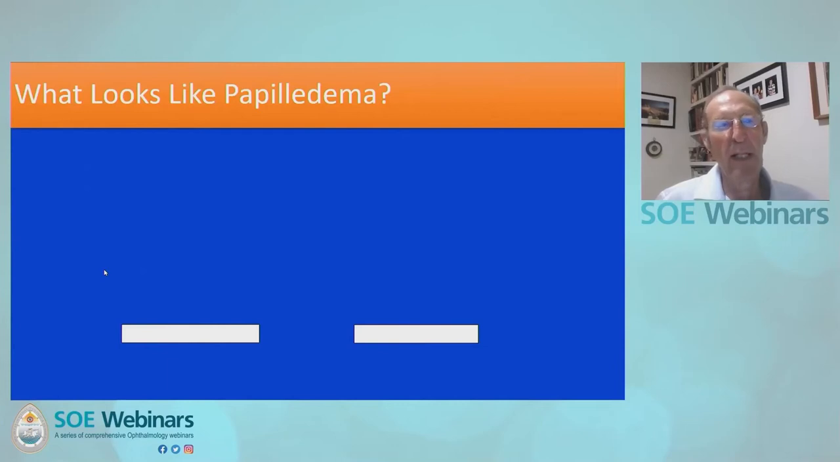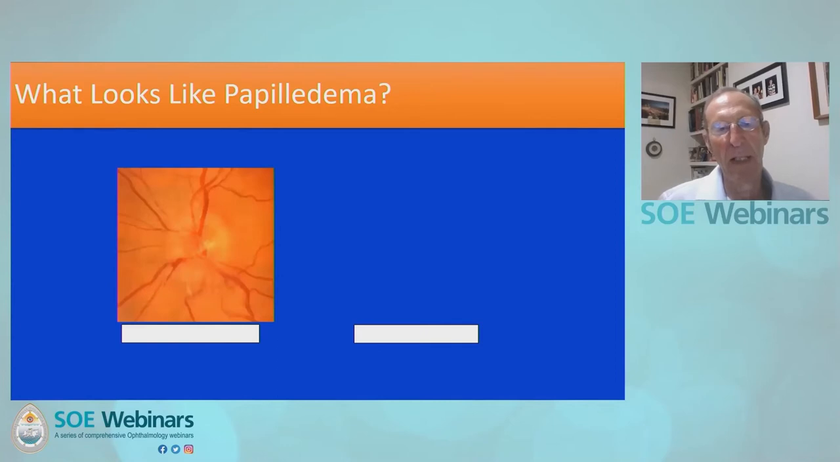Okay, now what else looks like papilledema? There are two main things that I've boxed for you here that you must keep in mind as being difficult to distinguish from papilledema. And here you can see, just by looking at the optic disc, there would be no way for you to know that this isn't papilledema, and this happens to be ischemic optic neuropathy. So keep in mind that that's ophthalmoscopically a very difficult distinction.